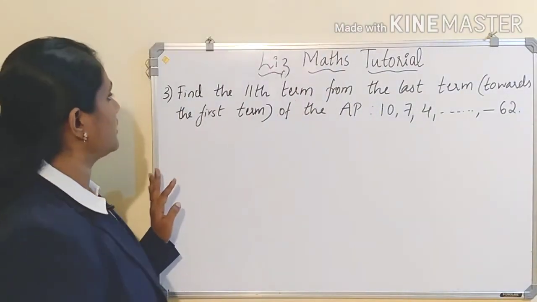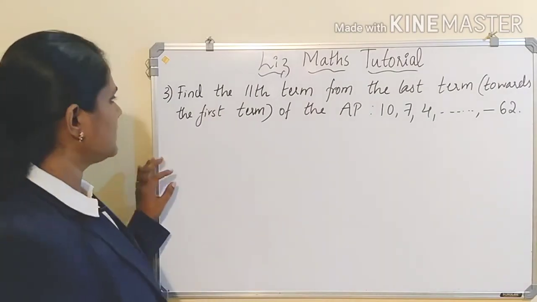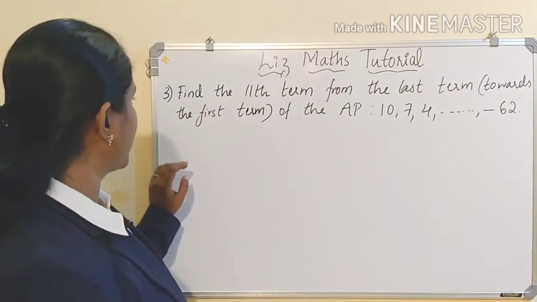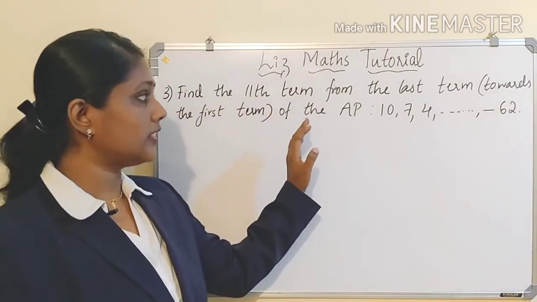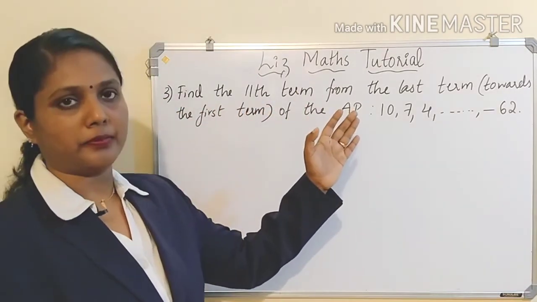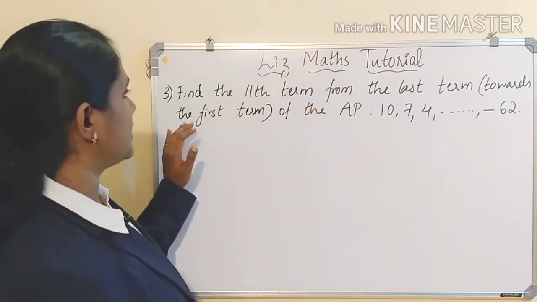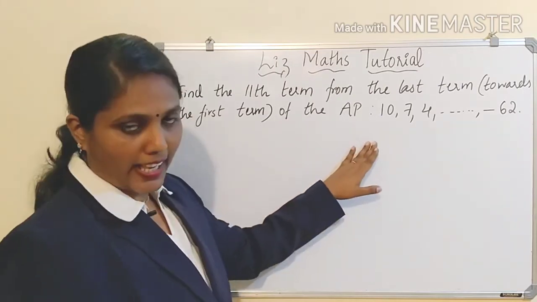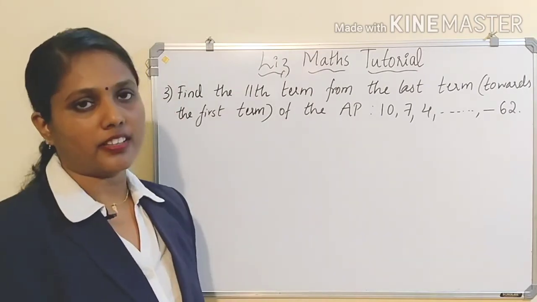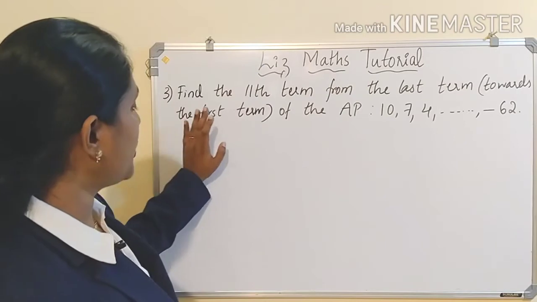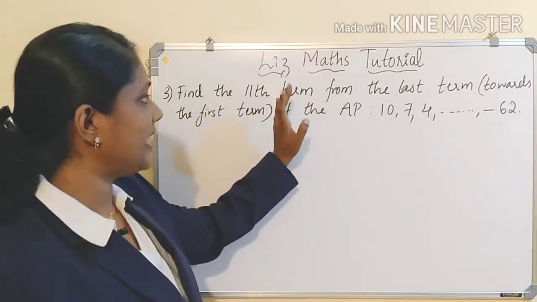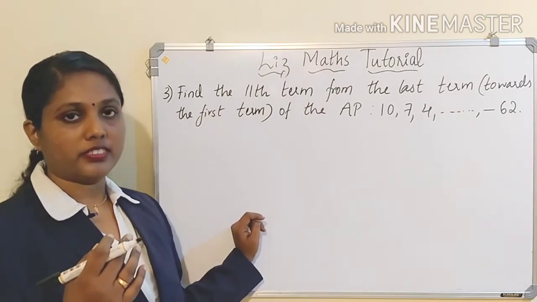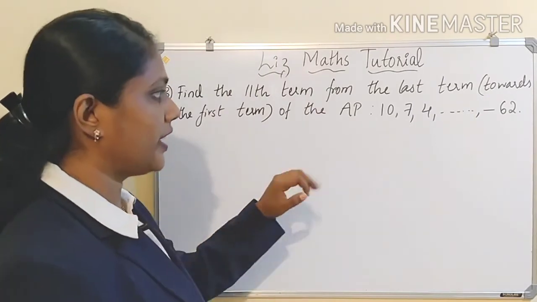Now we can see here the last example. See, this example is a little tricky. See here, find the 11th term from the last term. In the bracket they have given the last term towards the first term of the AP. The AP is given here. Now what you have to do here, you have to find the 11th term from the last term.